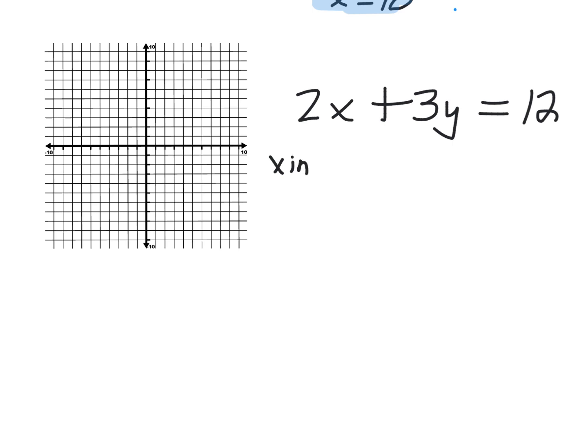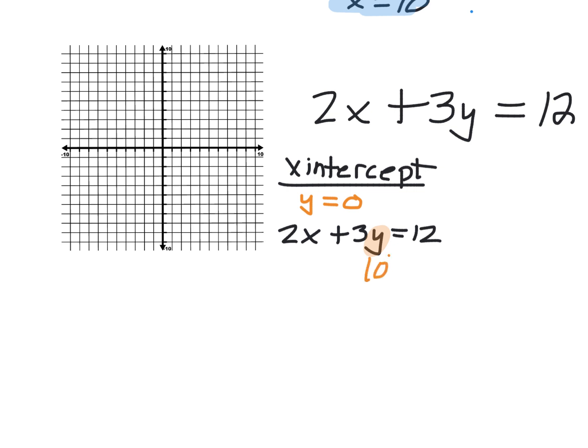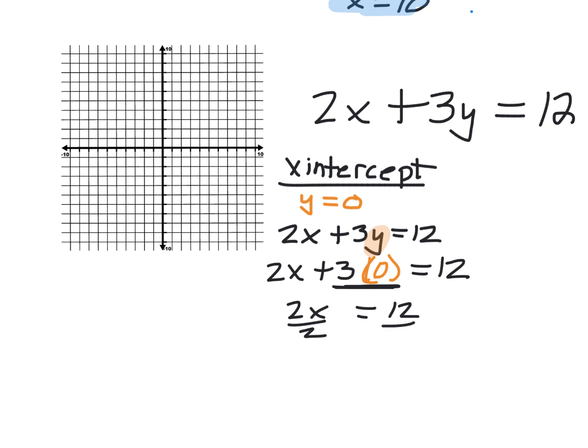So I'm going to find my x-intercept first. And again, for it to hit the x-axis, my y-coordinate has to be a 0. So that means I'm going to take this y and replace it with a 0. Three times 0 is going to give me 0, so that part of the equation is basically gone. So that leaves me with 2x is equal to 12. So I'm going to divide both sides by 2. So my x-intercept is going to be a 6, which means I need a dot.